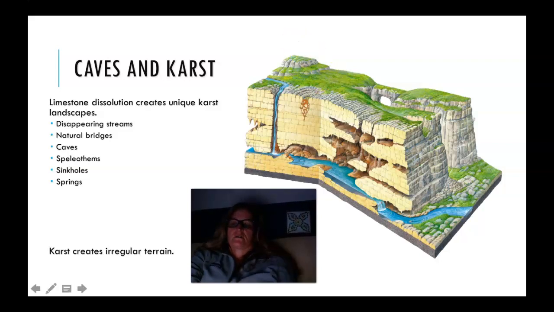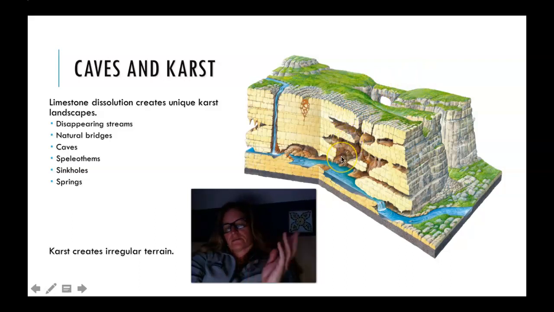Streams may disappear underground. They also may pop out of the ground, almost like a spring. Here's one here that comes right out of the ground. If you've ever been to Worley's Cave, the river just comes right out of the ground in Worley's Cave. Natural bridges form. There are some of those in Virginia and in Tennessee.